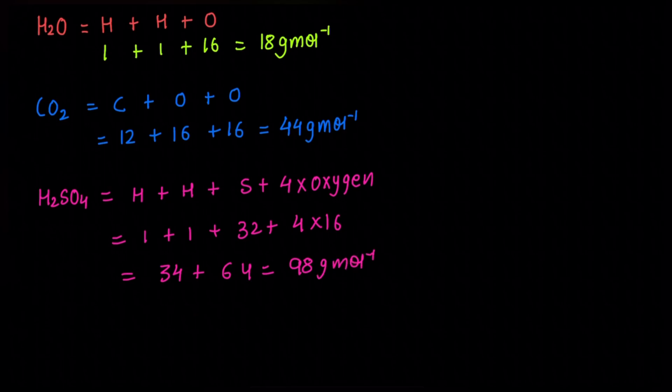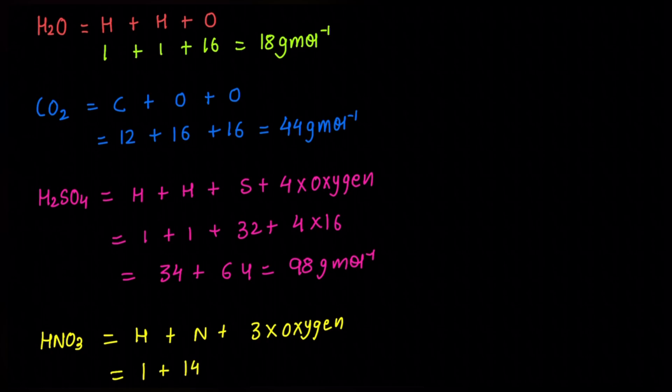Let's write it for nitric acid, HNO3. In nitric acid, we have hydrogen plus nitrogen plus 3 times oxygen. For hydrogen, the molar mass is 1. For nitrogen, it is 14. And for oxygen, it is 3 times 16. It will be 15 plus 3 times 16, which is 48. And the answer comes out to be 63 grams per mole.